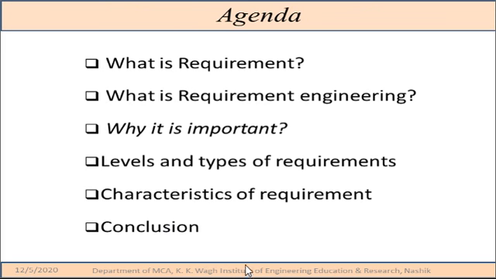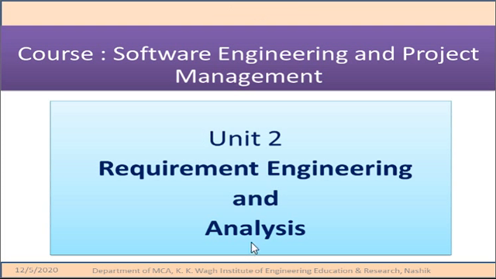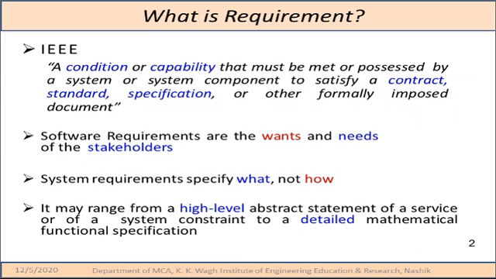The agenda for today's lecture is: we are going to discuss what is requirement, what is engineering, what is requirement engineering, why it is important, what is the purpose of the software engineering, what are the levels and types of requirement, characteristics of requirement, and conclusion. It is the second unit of the subject Software Engineering and Project Management, titled Requirement Engineering and Analysis. Let's start to discuss more about the concepts of requirement engineering.